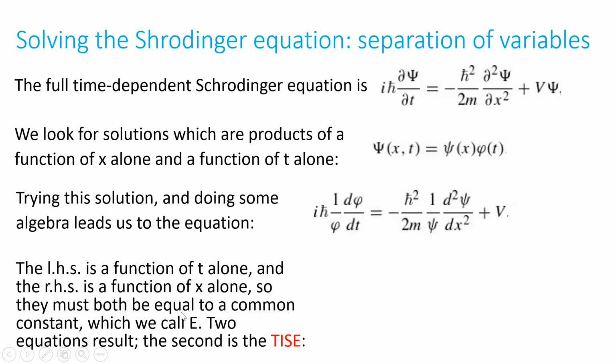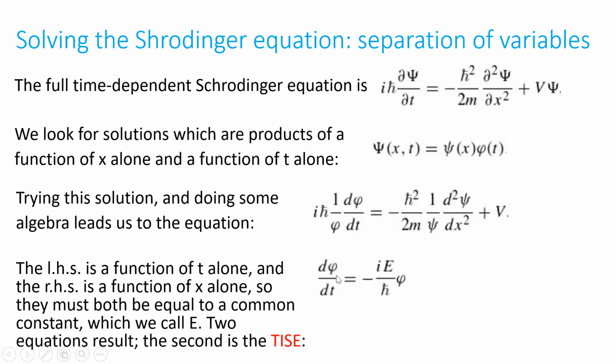So that means since we can vary t and vary x independently, in order for this to be true, they must both be equal to a common constant, which we call E. And when we set these equal to E, the common constant, two equations result. The second one is the TISE, or the time-independent Schrodinger equation. And we'll look at that in just a second.